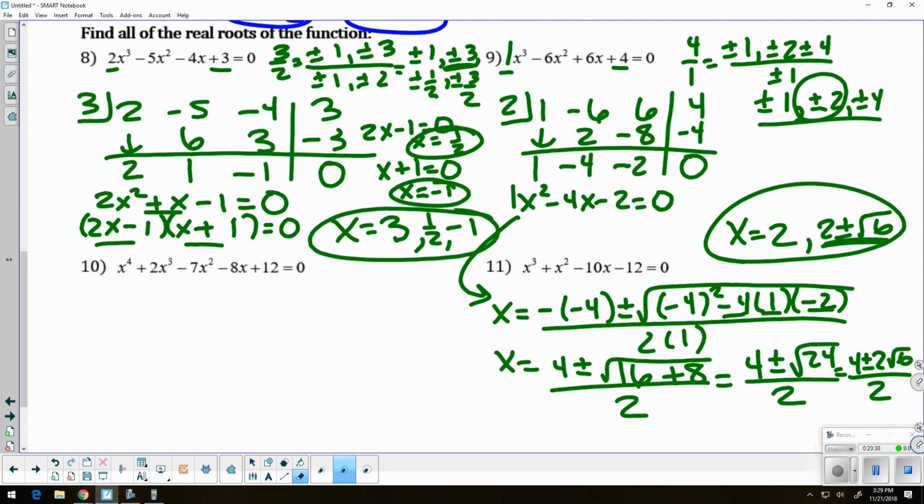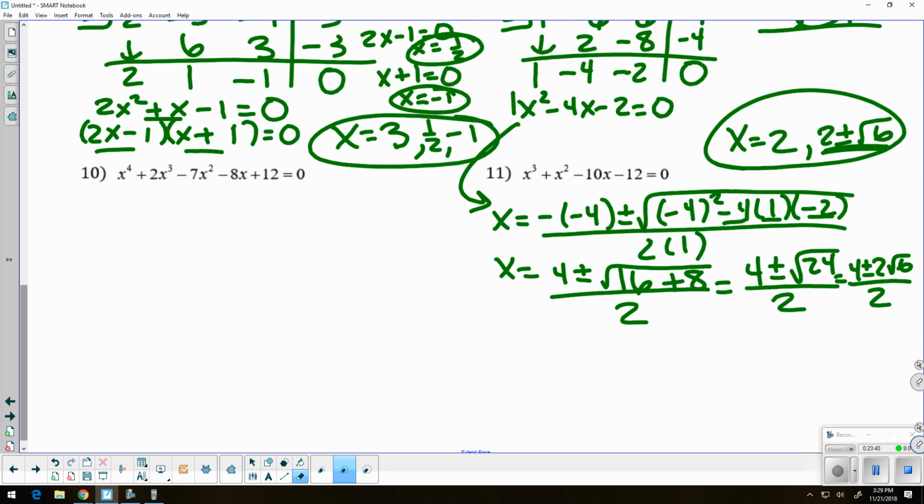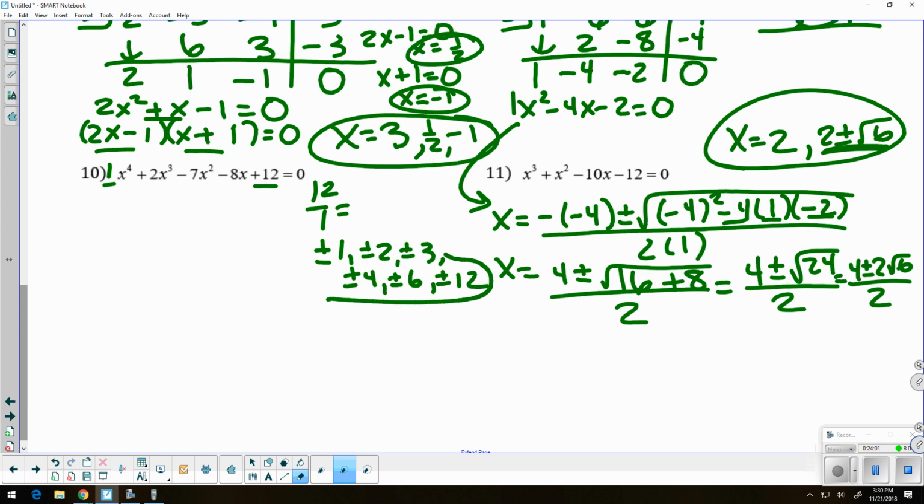All right, so let's try one more. We'll try number 10, then we'll move on to the next page. So for number 10 again, listing out the possibles. P over Q, that'd be 12 over 1. So I'm just going to go ahead and start listing them since I know they're just over 1. So it'll be plus and minus 1, plus and minus 2, plus and minus 3, 4, 6, and 12. So here's my possibles, but now we have to actually find them.